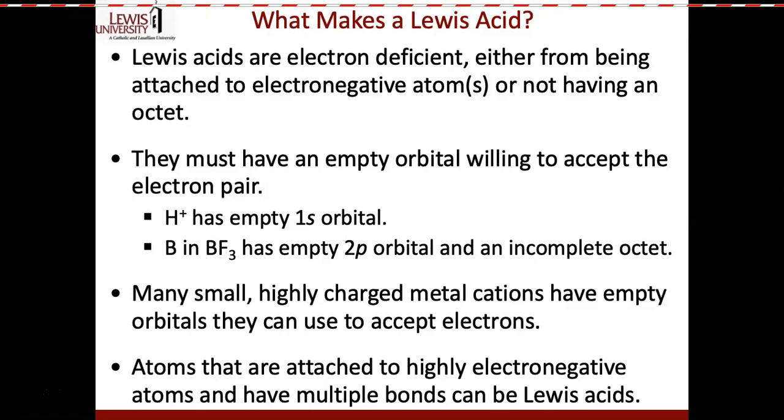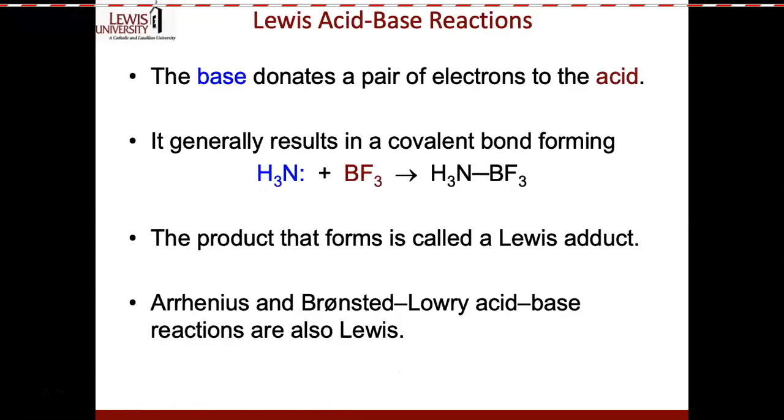We see a lot of highly charged metal cations. They're really good Lewis acids. They have a high positive charge, so they really want electrons, and they have orbitals they can put them in. Also, anything that's attached to electronegative atoms or has multiple bonds can act as a good Lewis acid.